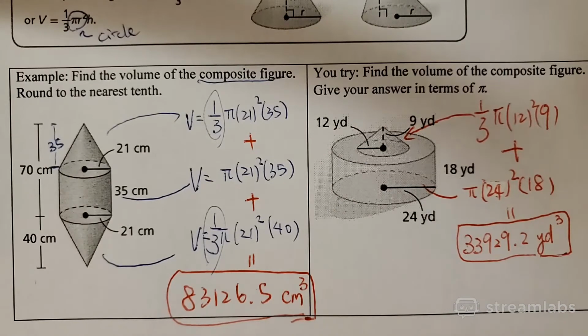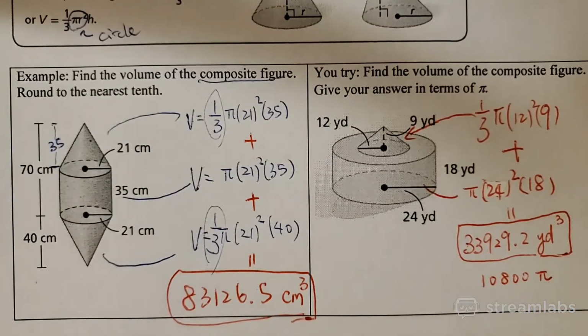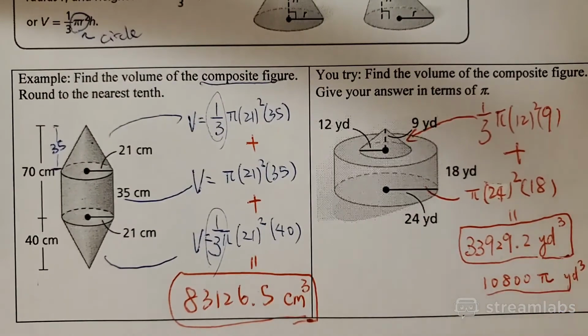1164, I think you're missing a... It's more like 10,000. Oh, in terms of pi. Well, if it's in terms of pi, it's still not going to be 1,000 though. It's more like 10,000 something. So if you do it in terms of pi, I got 10,800 pi yard cube.